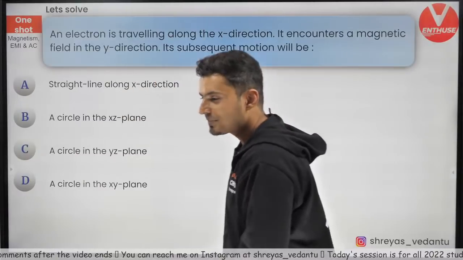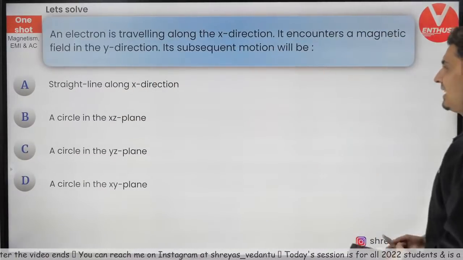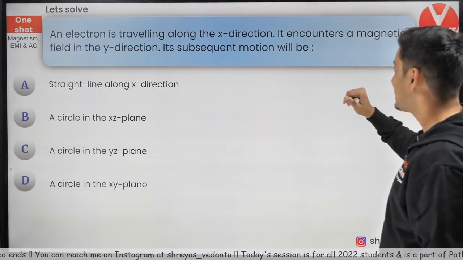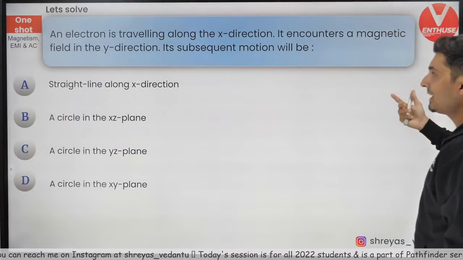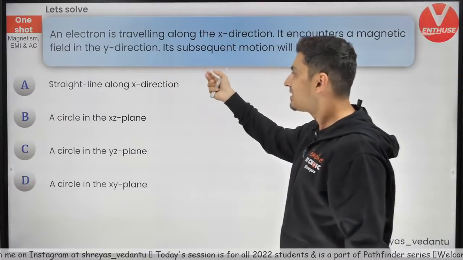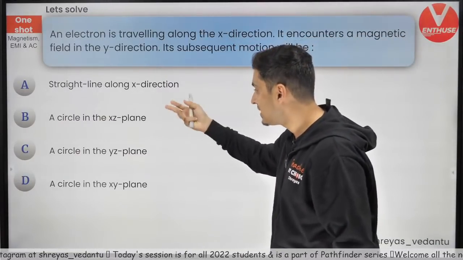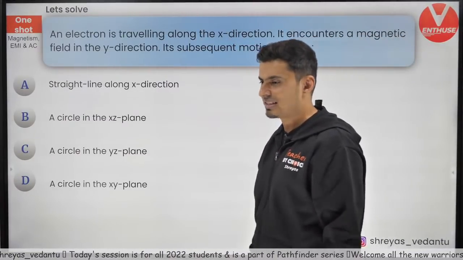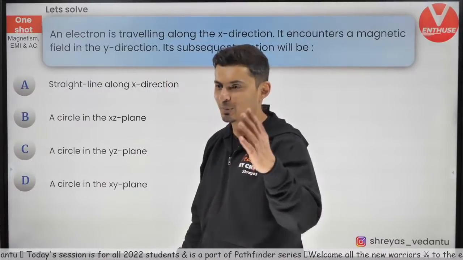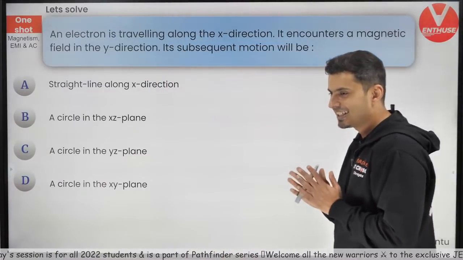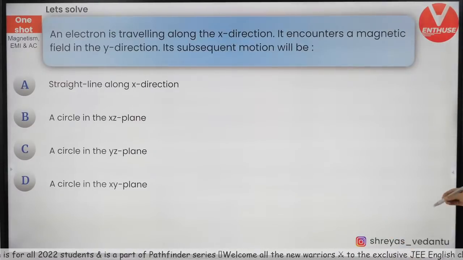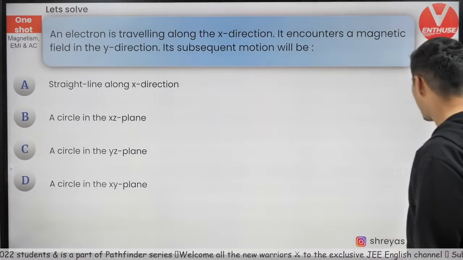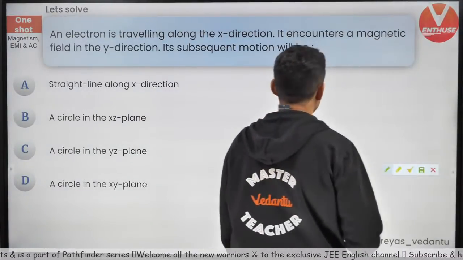All right. So we have an electron traveling in the x direction. It encounters a field in the y direction. The motion will be straight, circular, in which plane? Come on. This is easy. Come on, my warriors. You should be able to do this. Think, which plane will it move or which line will it move along? Draw the diagram. Probably it will help you.